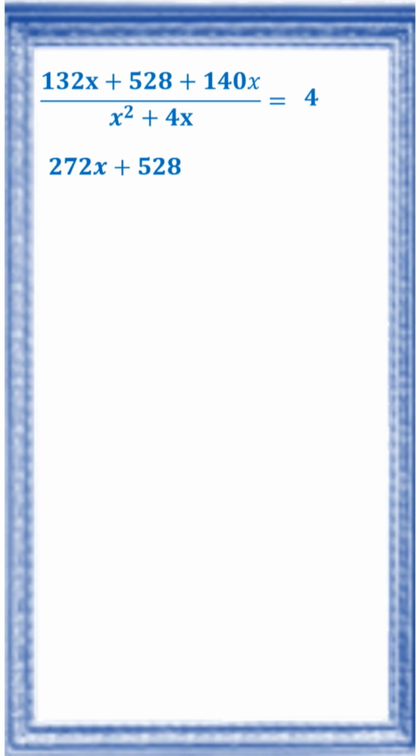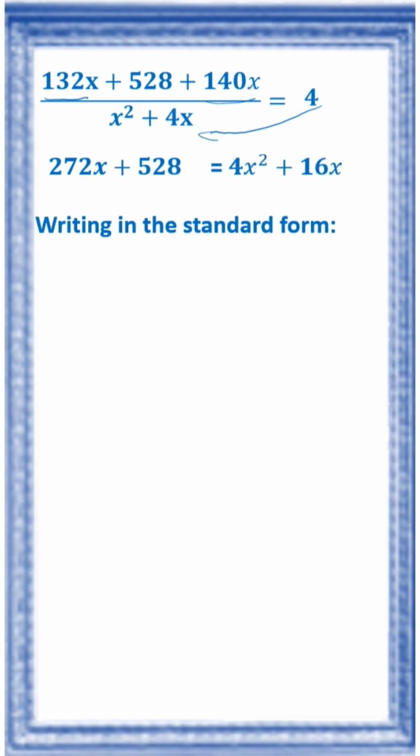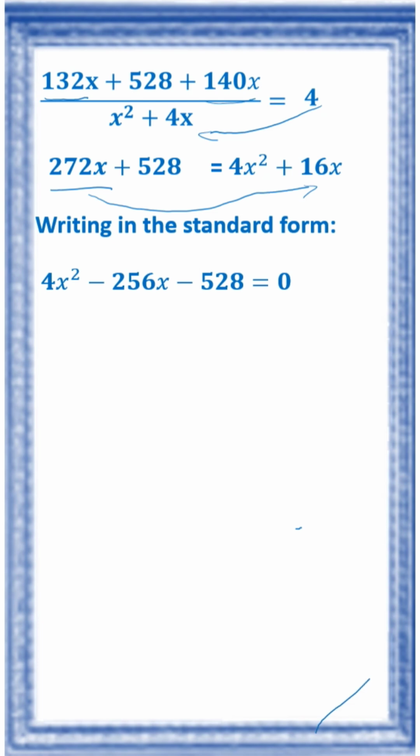Now here these are like terms. 132x plus 140x, what do we get? 272x plus 528 is equal to, cross multiply, 4x square plus 16x. Now arrange in standard form. 4x square minus, transpose this to this side, what do you get? Negative value. So 272x minus 16x, that is 256x minus 528 is equal to 0.